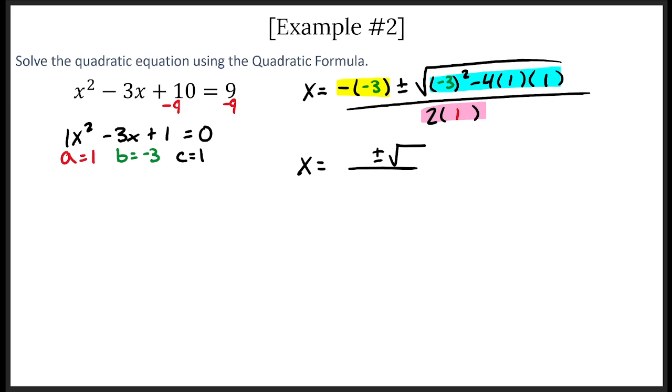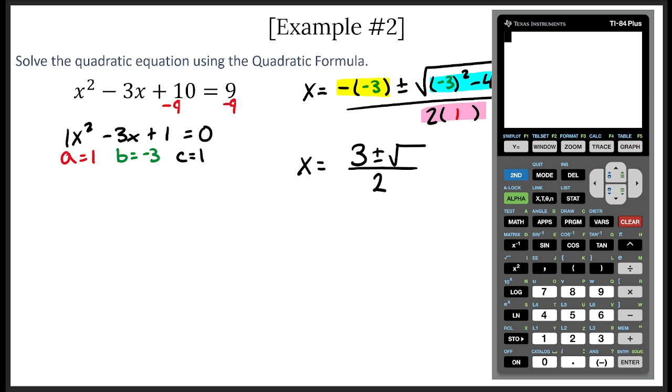The yellow, if I were to simplify the yellow, that says the opposite of negative 3. Well, that would be positive 3. The bottom, 2 times 1 is just 2. And then the blue part in the square root, let's pull up our calculator to help figure that out. We want to type it just like we wrote it: parentheses, negative 3 squared minus 4 times 1 times 1 equals, all that equals 5.